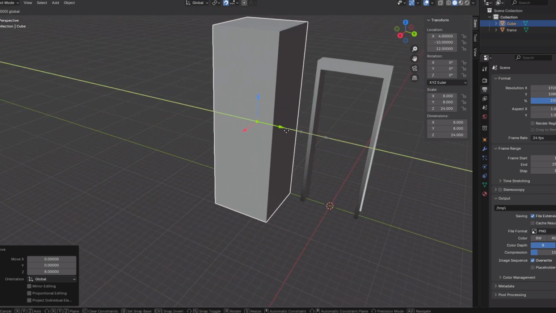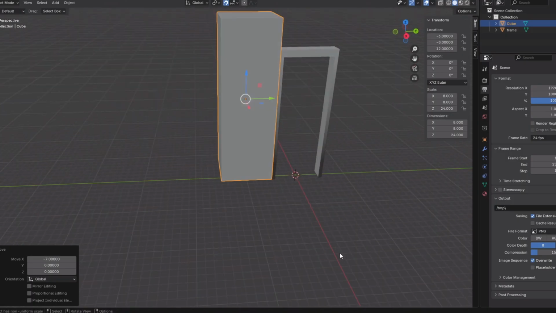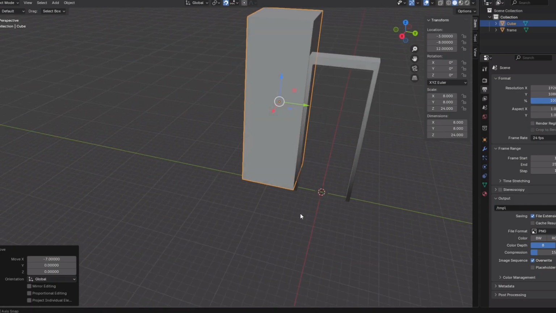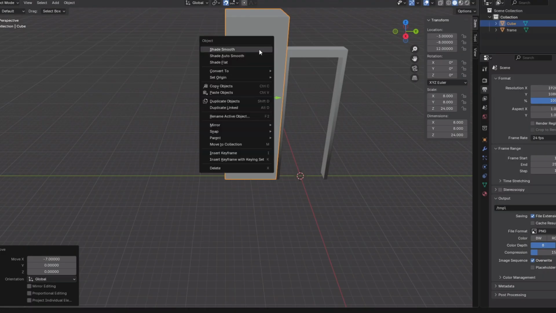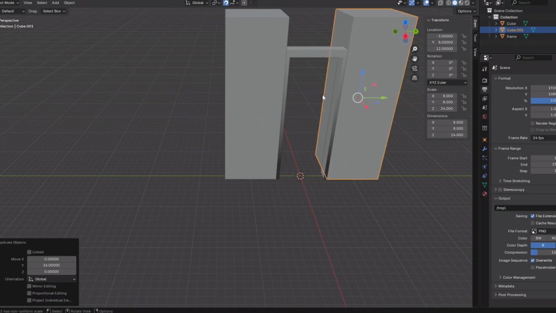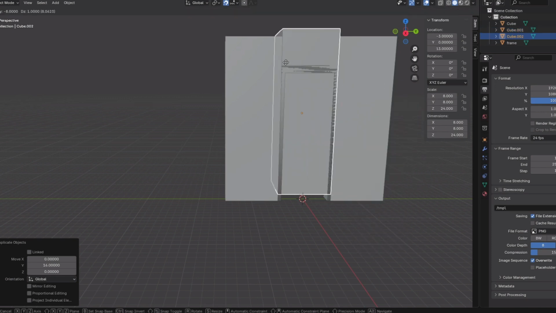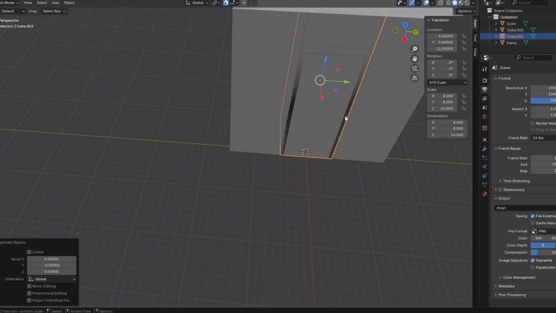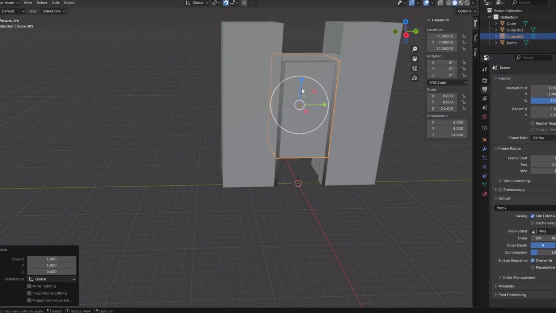So I'm just going to take this and put it to the side here. Can I duplicate this? Wait, I can duplicate objects. Okay, nice. I don't know why it was being so weird there for a second. I'm going to duplicate one more time, and make this smaller.